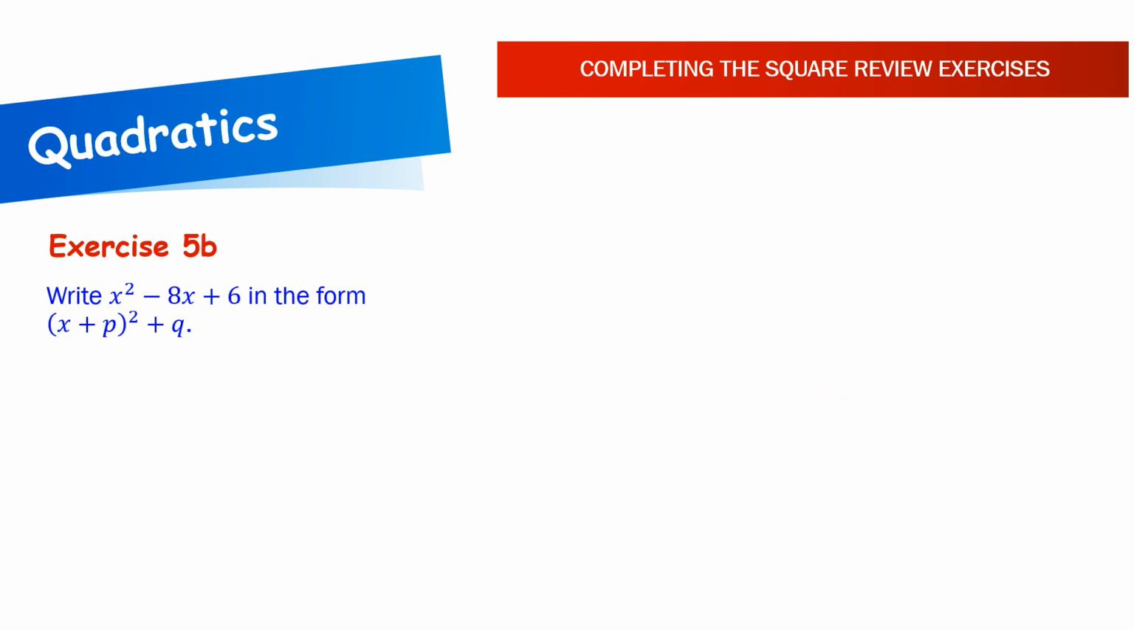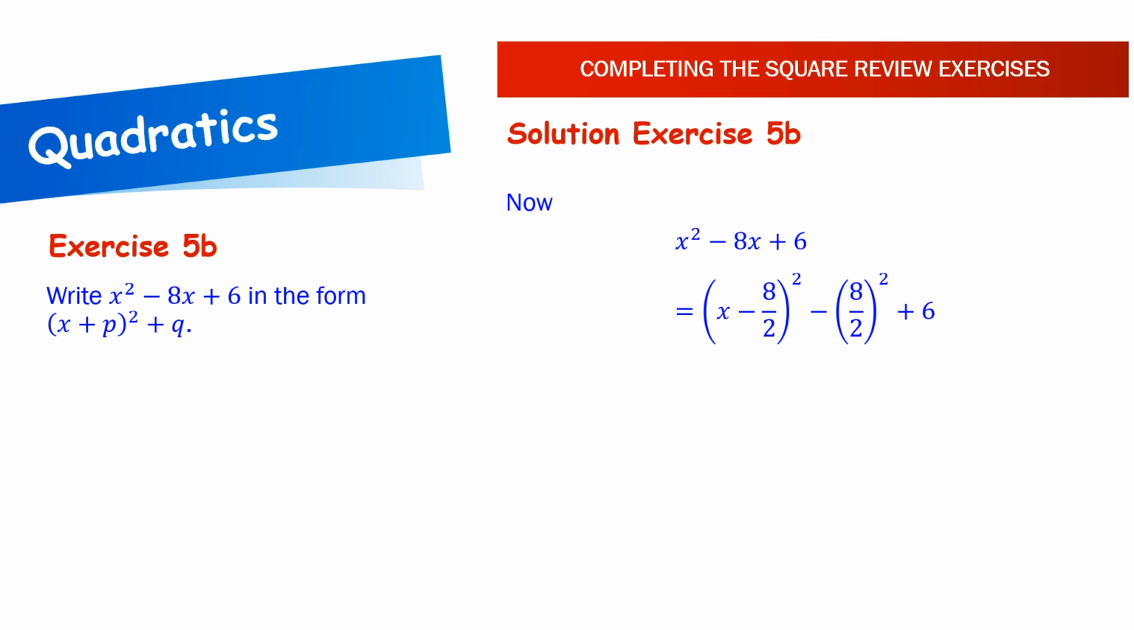Now let's have a go at exercise 5b. We are required to write x squared minus 8x plus 6 in the form x plus p all squared plus q. So let's solve this. We can rewrite the expression as x minus 8 over 2 squared minus 8 over 2 squared plus 6, as shown.